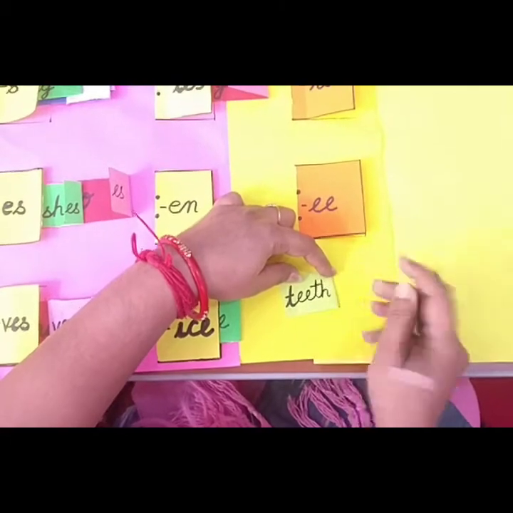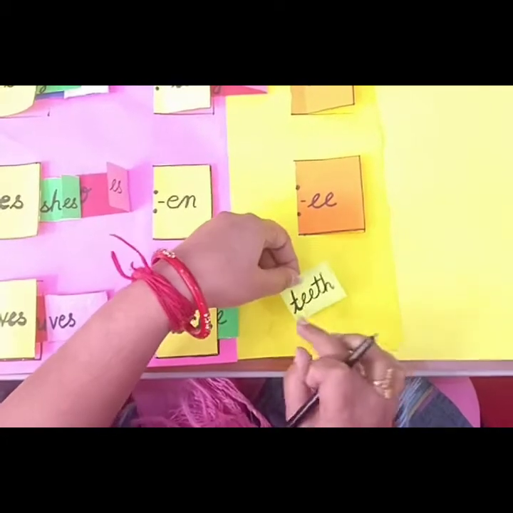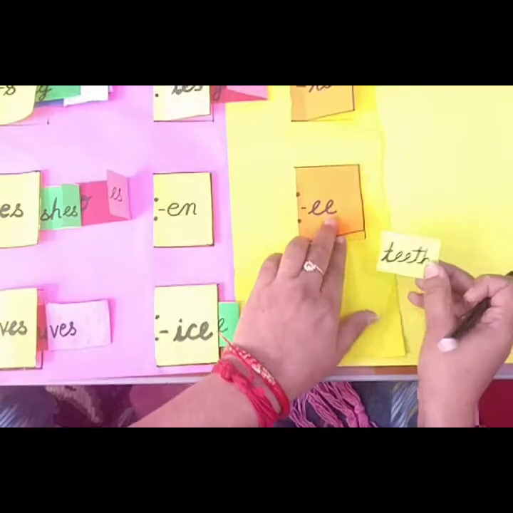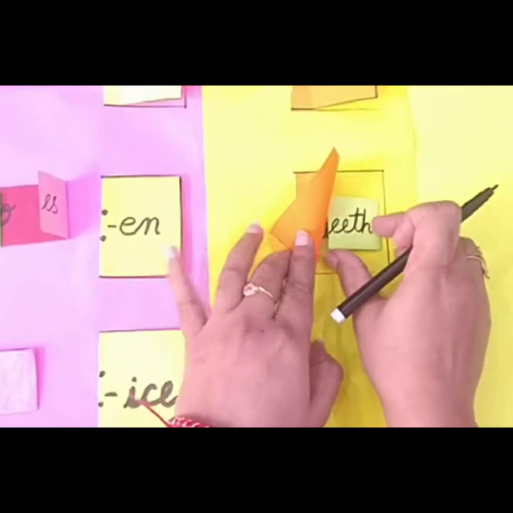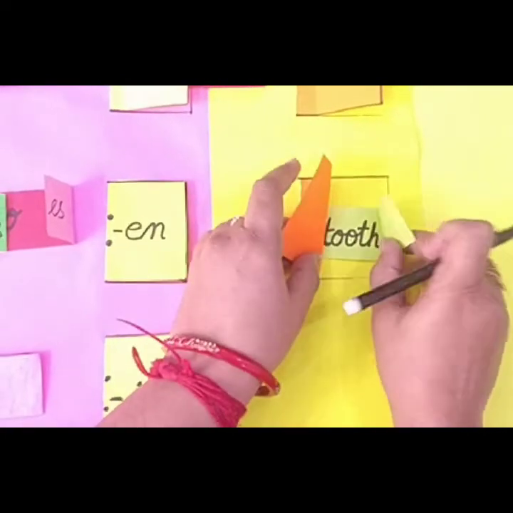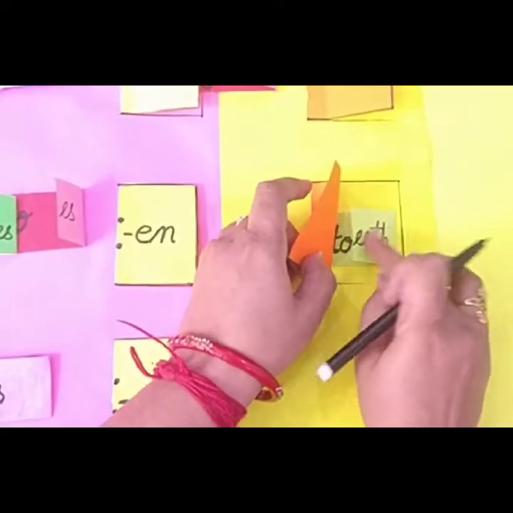Teeth. So what has the word become? Tooth, teeth. And I will put this under the book cover double E. So tooth has become teeth, and you can paste it here.